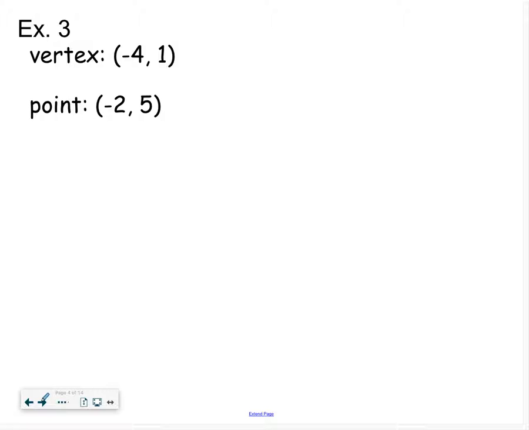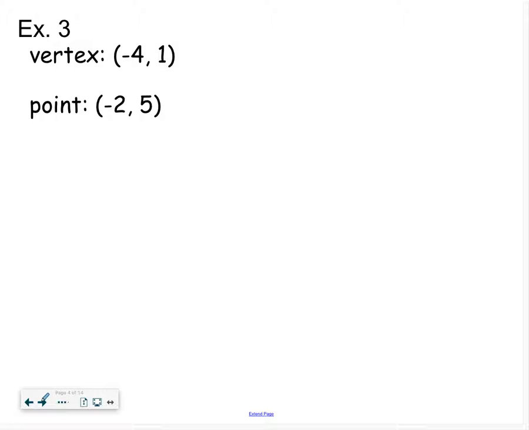Y equals A parentheses x minus H parentheses squared plus K. He said minus, Mr. Hendricks. Oh, no, it's plus, you're right, I'm wrong. Subtract 1 from both sides, so you have 4a. Alright.